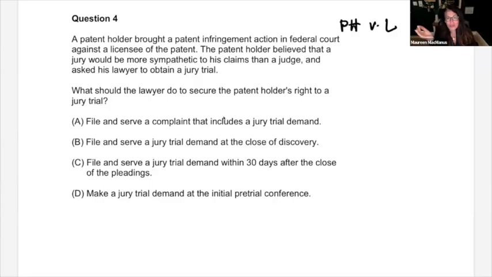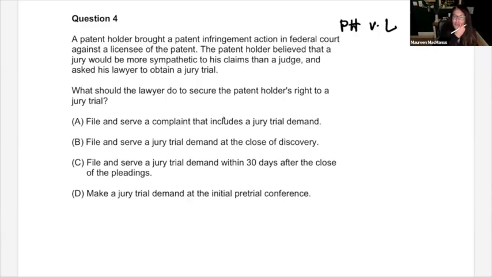And so here this is really just knowing the rule and knowing the timing of it. When do you do it? How do you do it, et cetera. And generally speaking, you have to demand a jury trial within 30 days of notice or the filing of the paper that gives you the right to demand a jury trial. I think it's that. So A, file and serve a complaint that includes a jury trial demand. You can absolutely do that, but let's go through the rest.